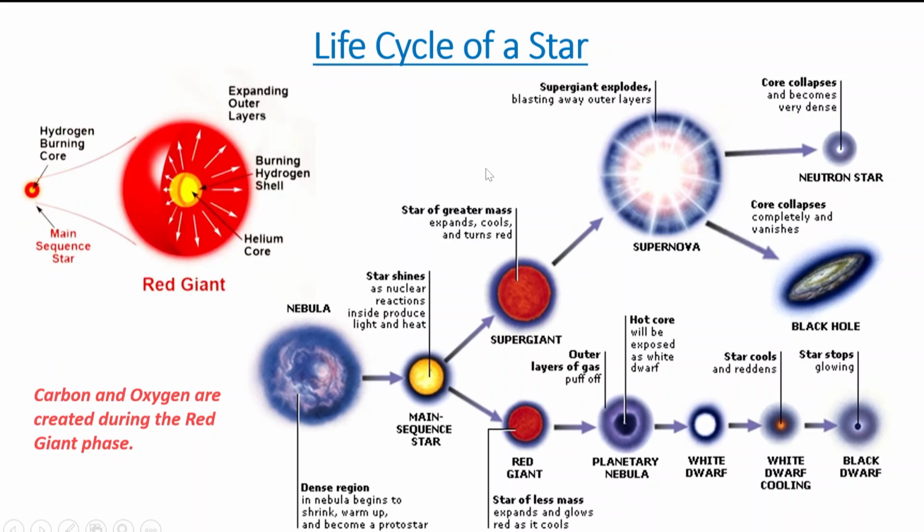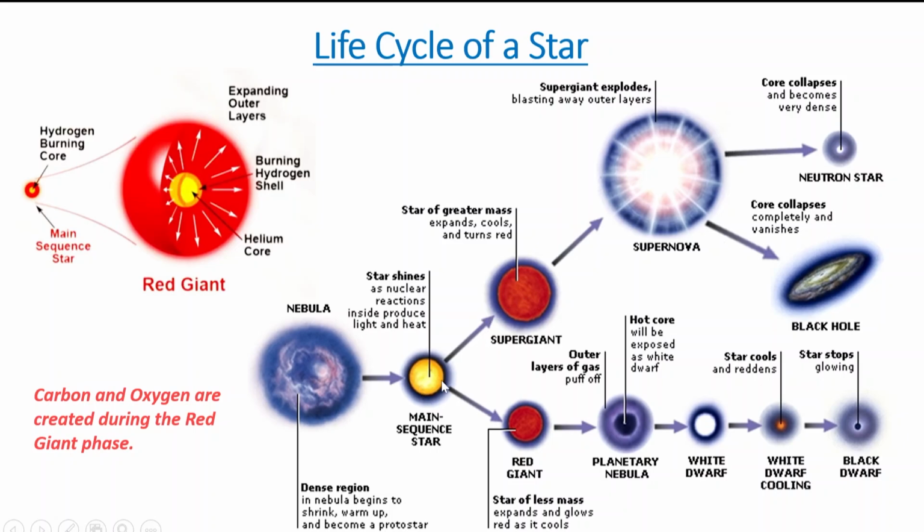Then we also discussed the life cycle of a star. Just to look at the life cycle again: from the nebula, where you have a dense region, it begins to shrink, it becomes warm, and then it becomes a protostar, which is obviously the initiation of a star. Then it forms a main sequence star, where thermonuclear reactions are going on inside, and it obviously produces light and heat, as we know.